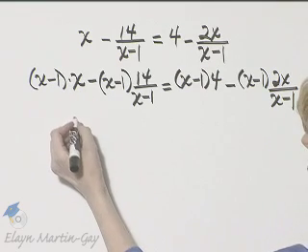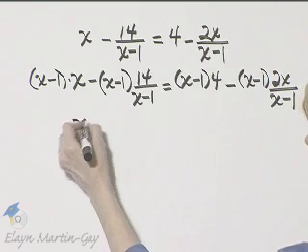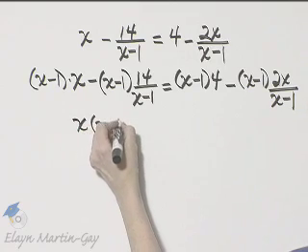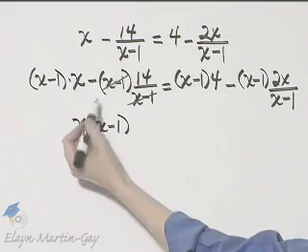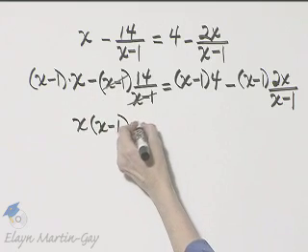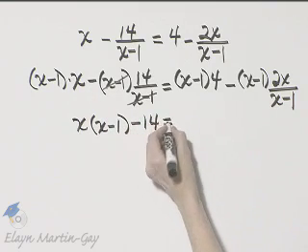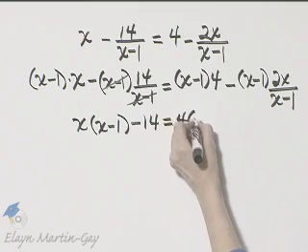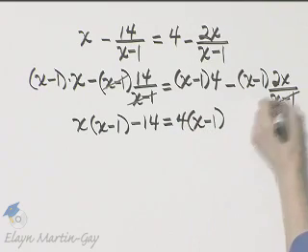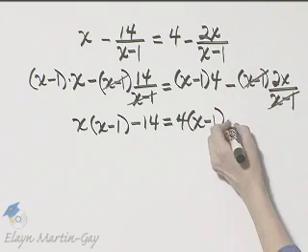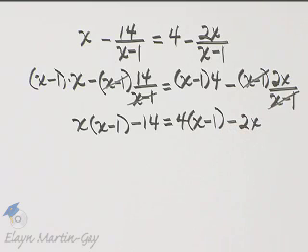Here I have x times x minus 1. I'll just rewrite that. X times x minus 1. Here the x minus 1's divide out. Now be careful, that's minus 14 then, is equal to, I'll have 4 times x minus 1. I'll work on that in just a moment. And then these x minus 1's divide out, and I have minus 2x.